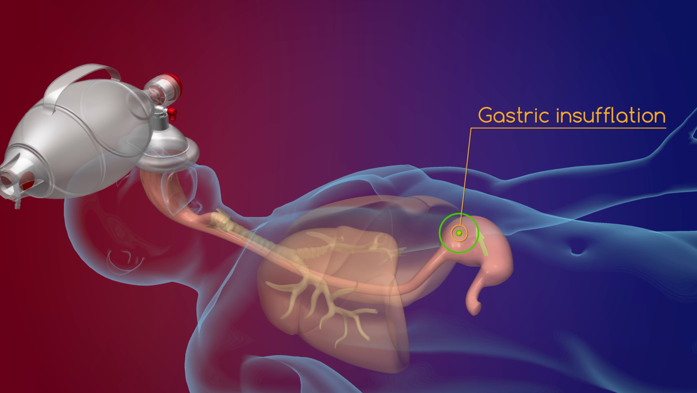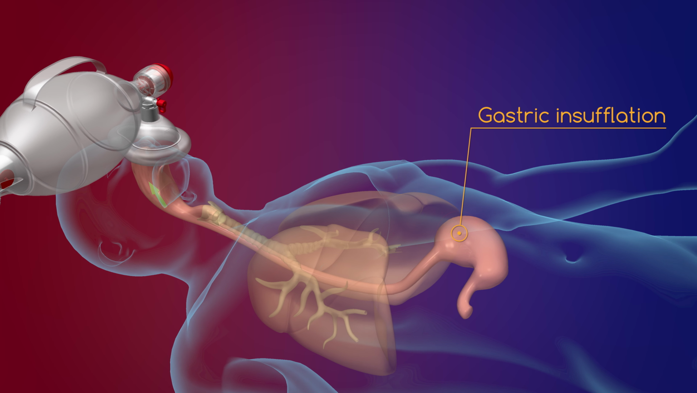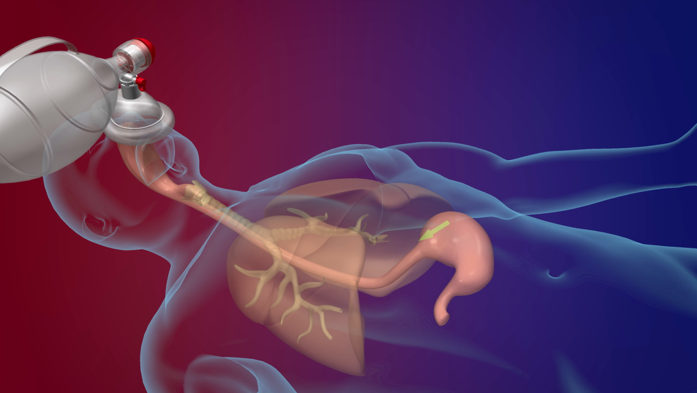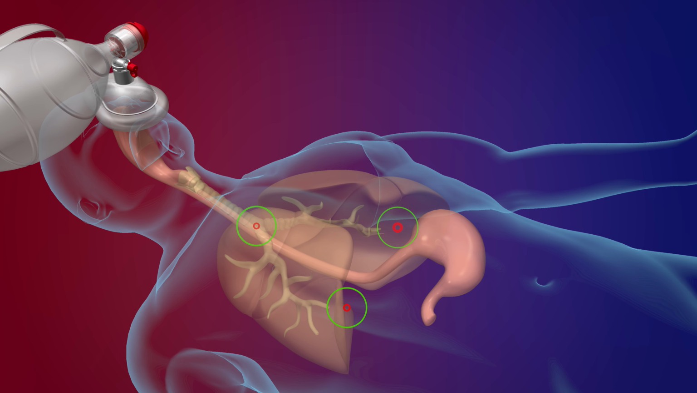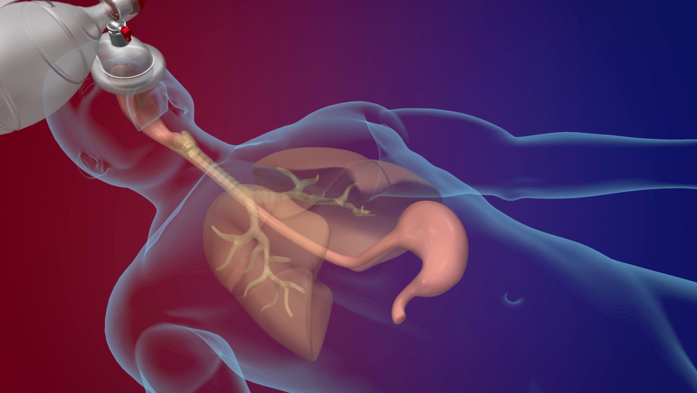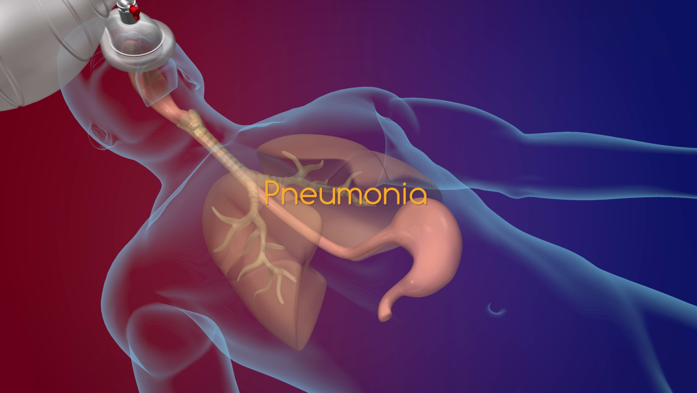This is called gastric insufflation and can result in regurgitation of stomach contents and aspiration of these contents into the lungs. A high proportion of patients in whom aspiration has occurred will develop pneumonia.